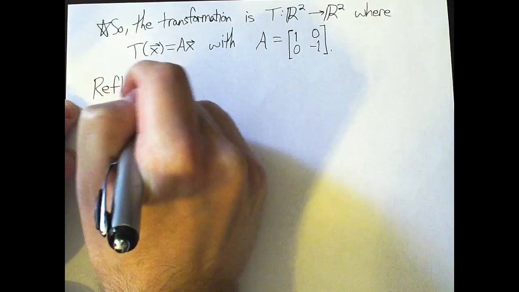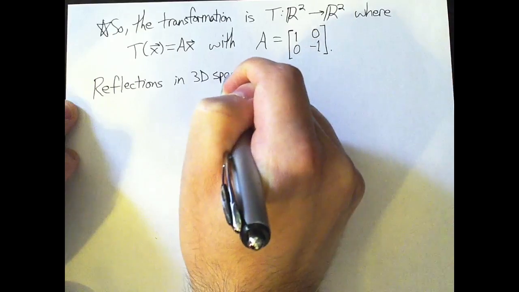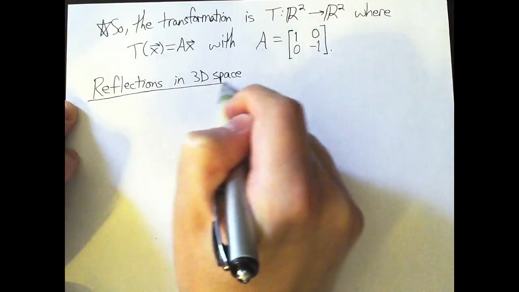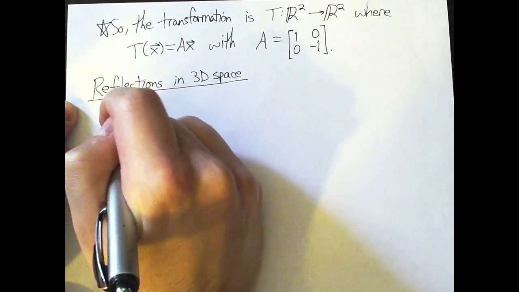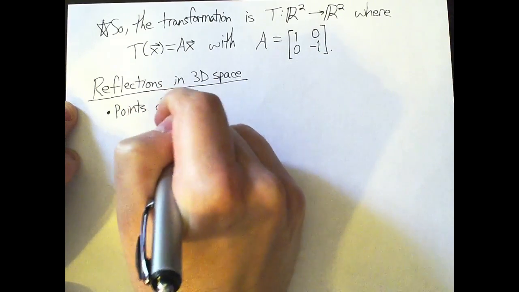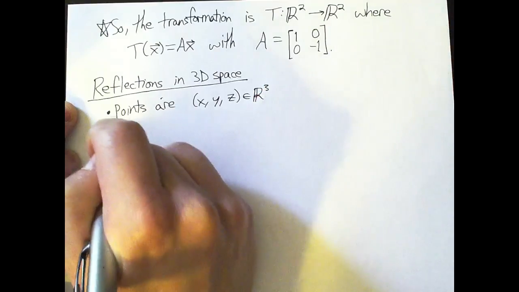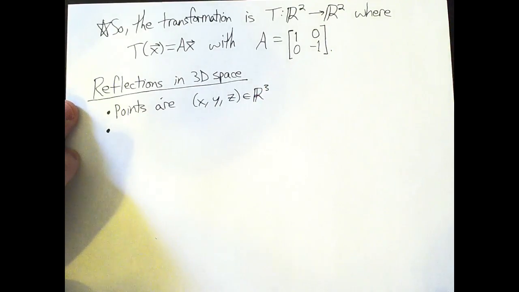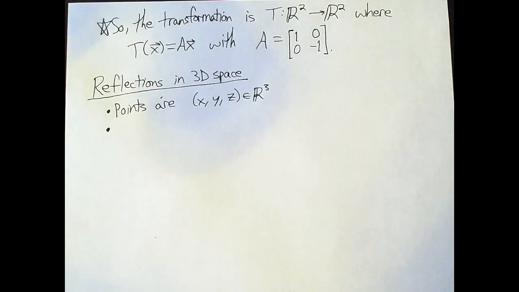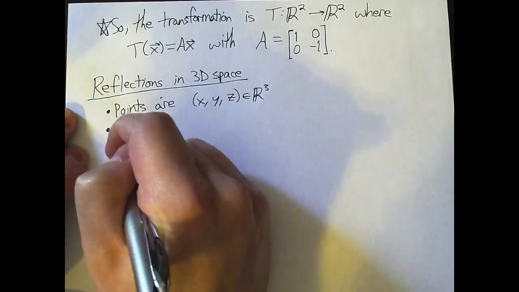So how do we extend this to reflections in three-dimensional space? Okay, I'm going to have to draw some three-dimensional pictures, so bear with me because that's a little bit tougher. First of all, let's say that in three-dimensional space, points are (x, y, z) in R3. And we could reflect them in lots of different ways. When we were talking about two-dimensional space, we could reflect about the x-axis or y-axis. But in three-dimensional space, there's more options, right? So I'm going to choose one for us to focus on.